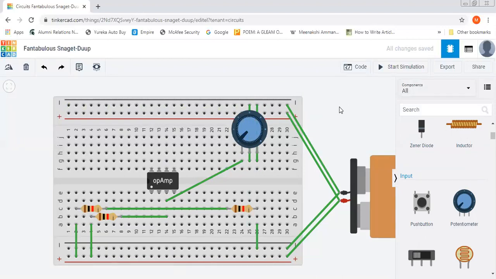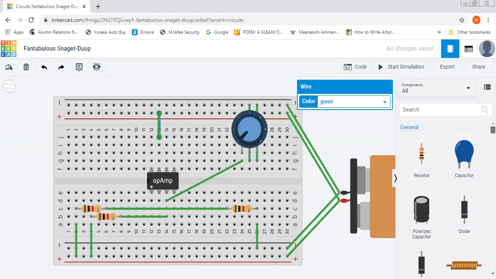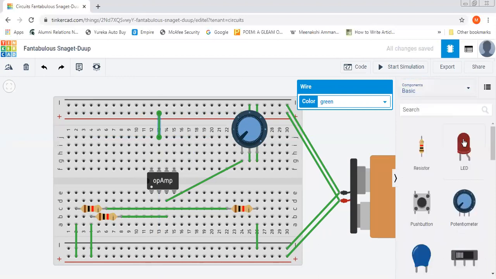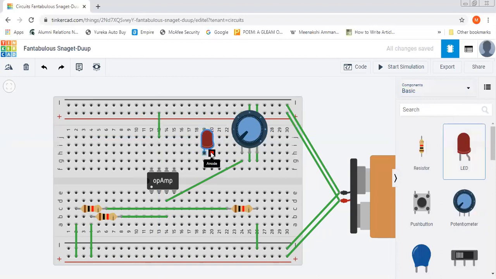Now, in this circuit, what else is remaining? This has to be connected to plus 9 volts. This is the output. Now for the output, we have to connect one LED. So here is one LED.